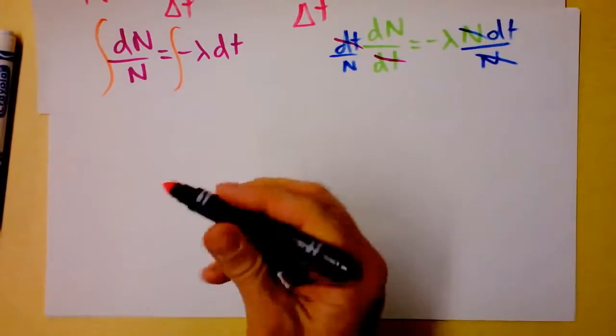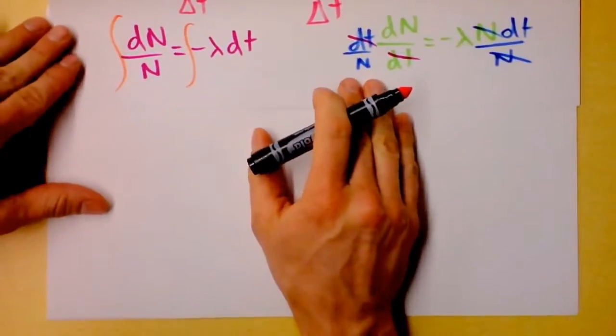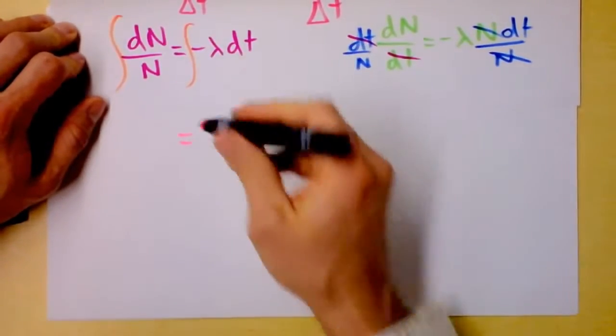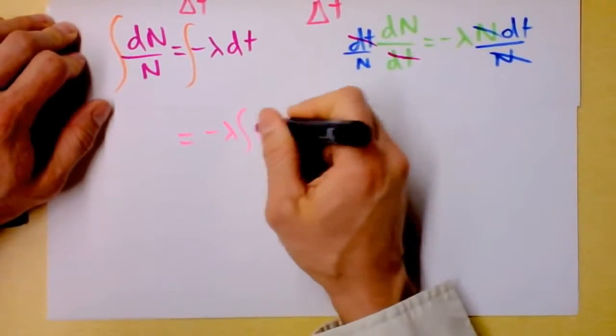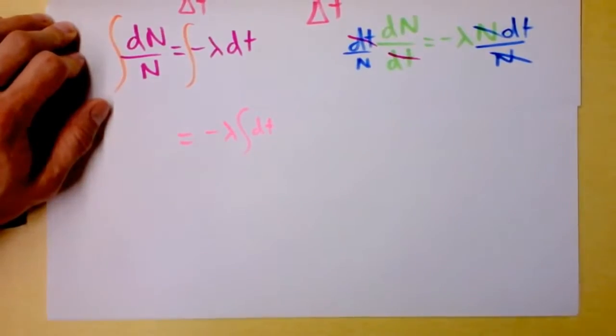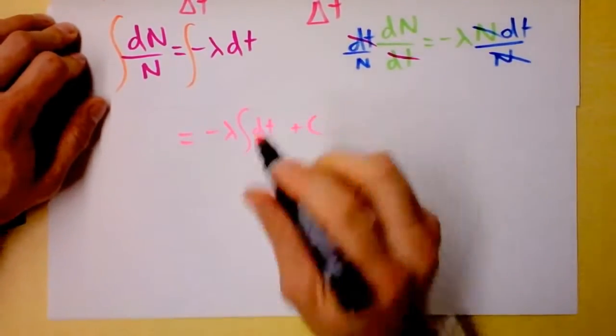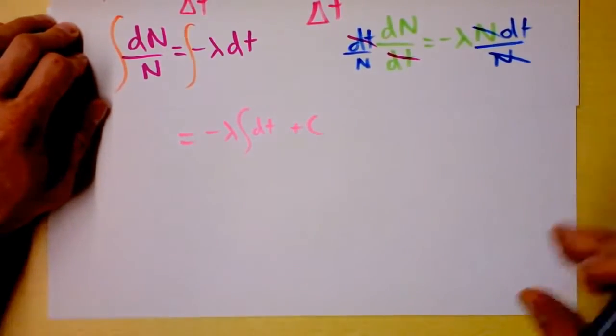Great. Here's my plan. I've got this equation, and I look at the right side first. Negative is constant, lambda is constant, and I have negative lambda times the integral over dt. I'm probably just gonna get a time there. And then over here, what do you want, some constant? Yeah, I'll put a constant there. Here's another constant for you.